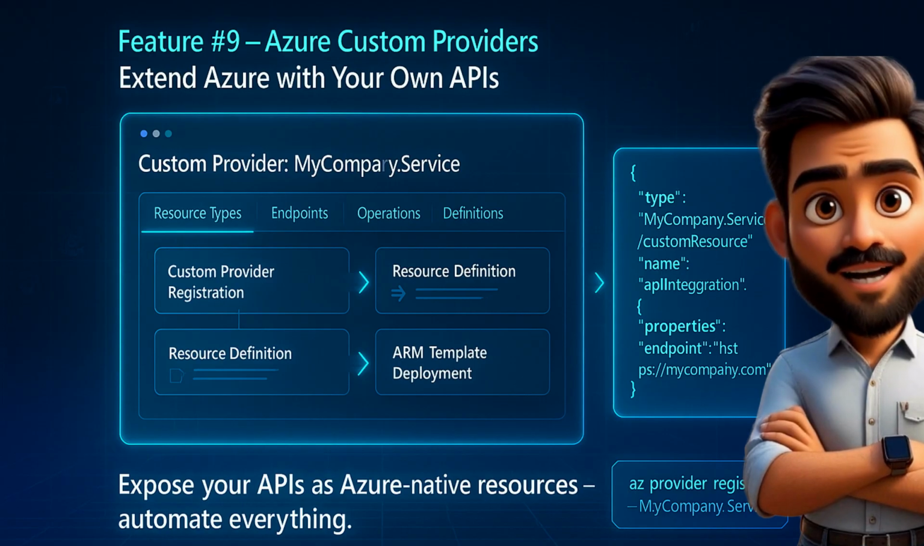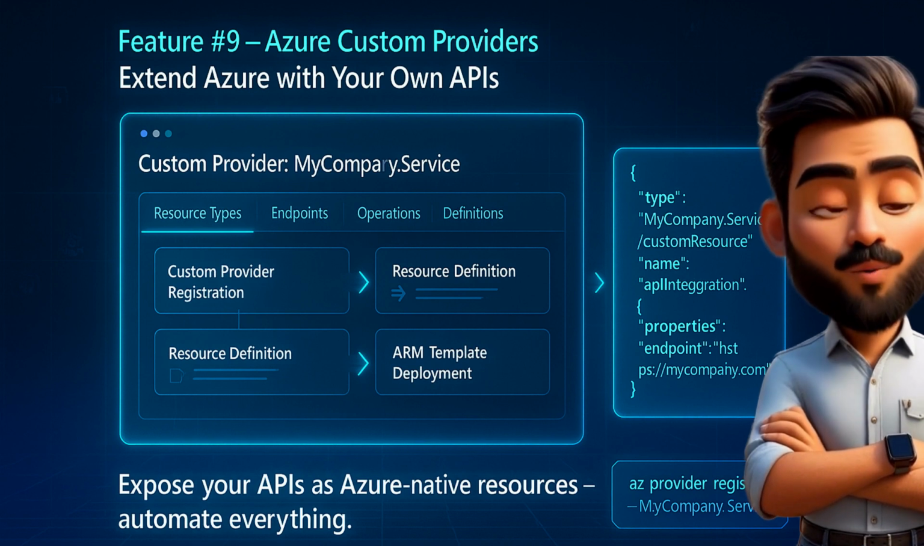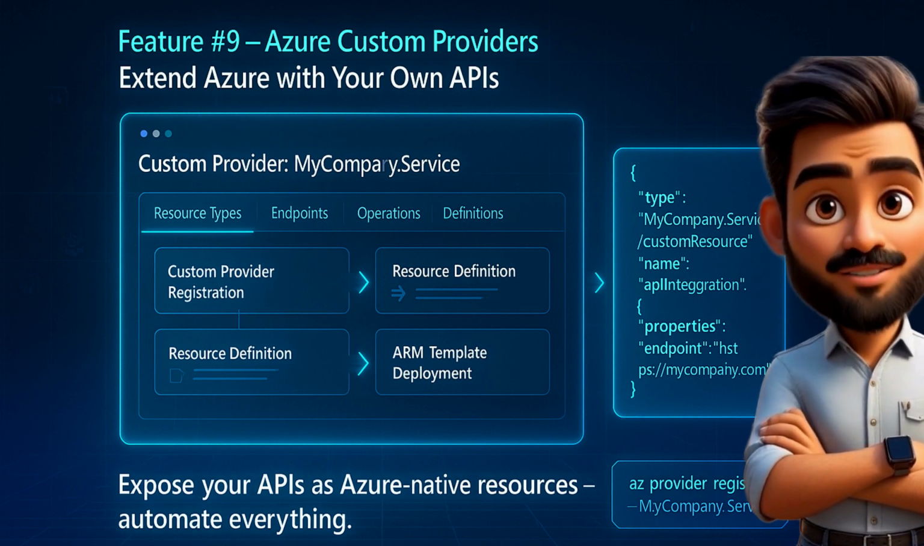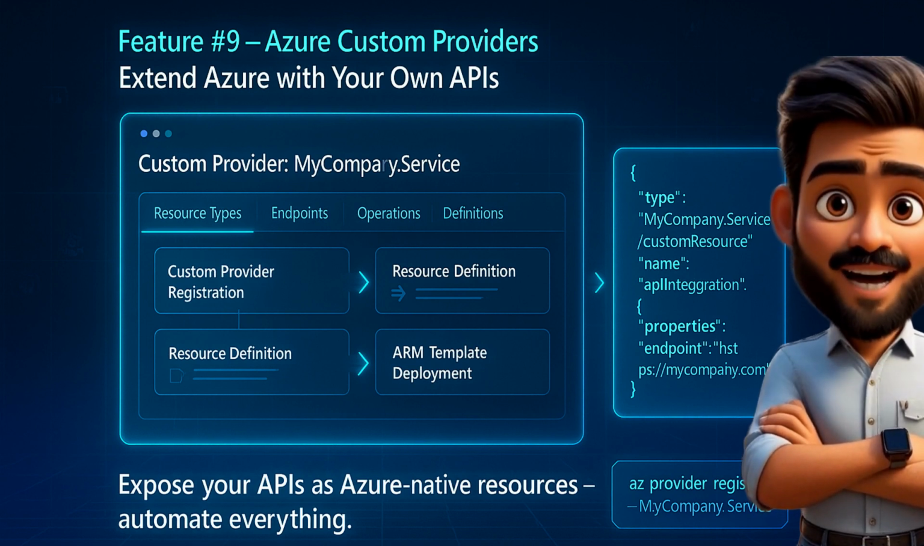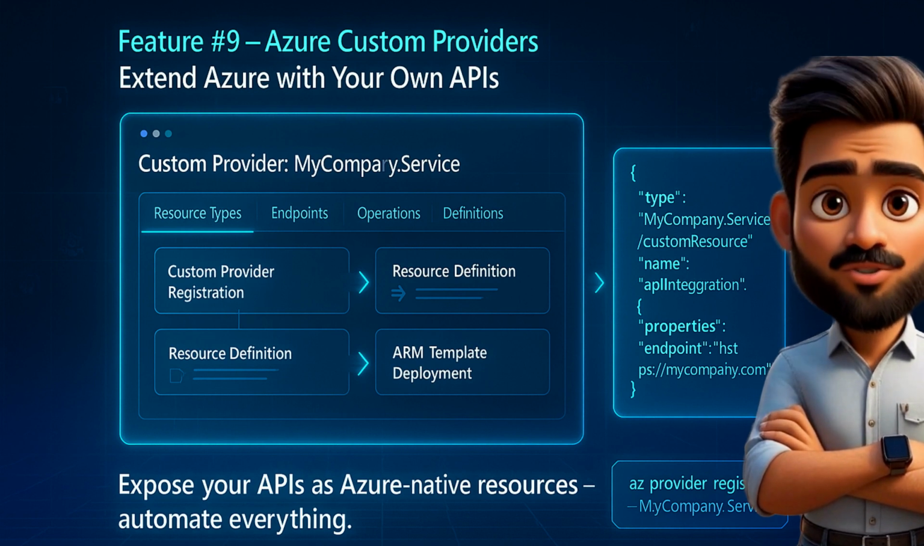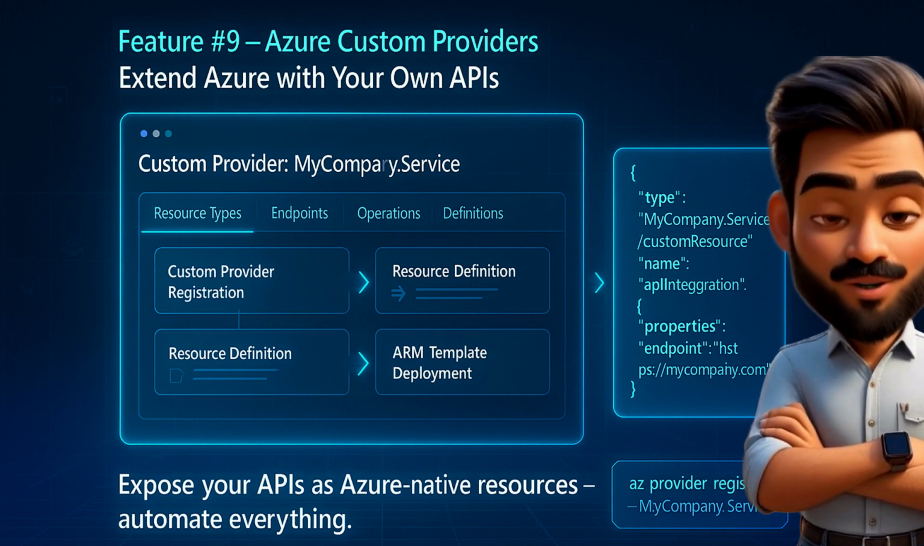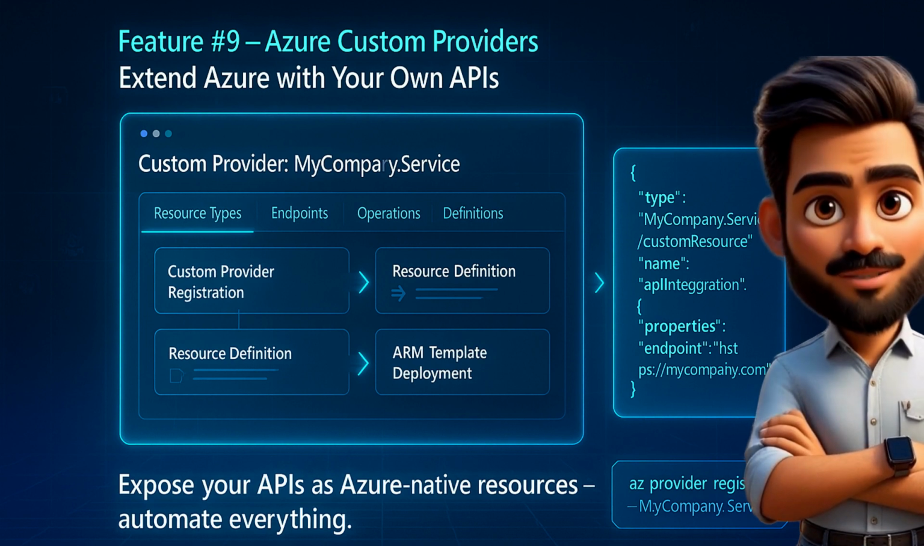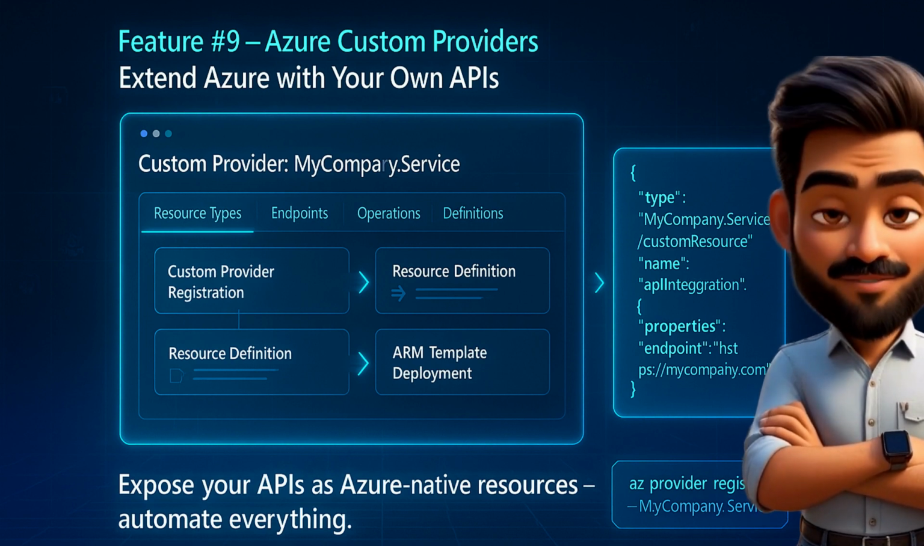Feature number 9, Azure Custom Providers. Make Azure aware of your own services and APIs. You expose your microservices as Azure resource types. Then you can use ARM templates and policies as if they were native. No more glue scripts or custom calls for non-Azure APIs. This unity saves dev and ops handoffs daily.